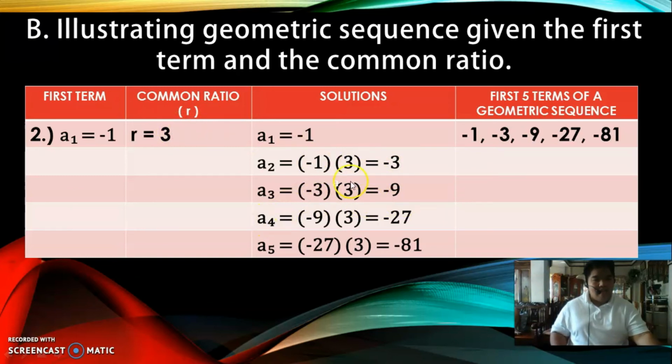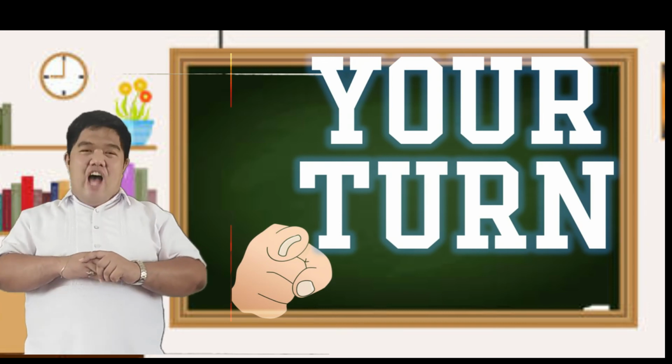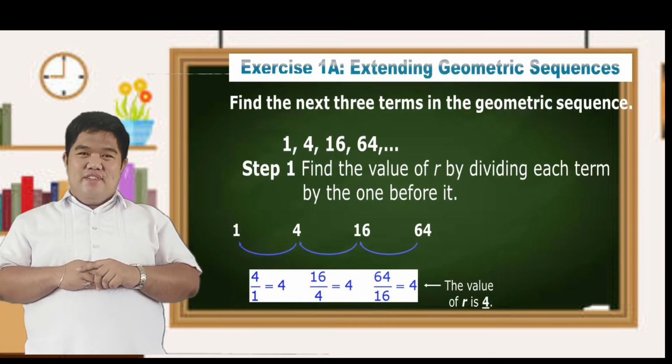For a sub 4, the answer negative 9 multiplied by the common ratio 3, that is negative 27. And the fifth term, negative 27 multiplied by 3 in your common ratio, that is negative 81. So I could form a geometric sequence which is negative 1, negative 3, negative 9, negative 27, and negative 81. Now, your turn! Let's have our exercises.